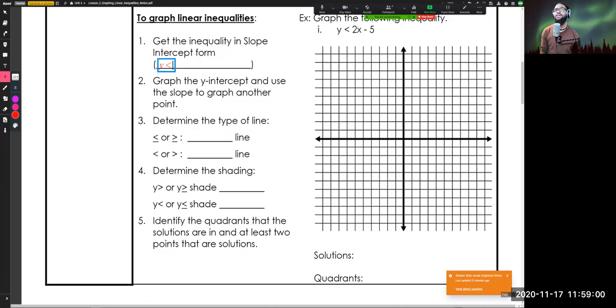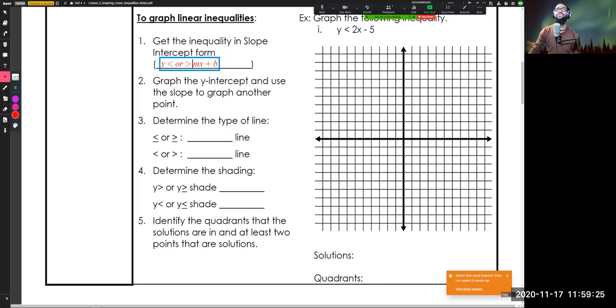It'll be less than or greater than, or less than or equal to, or greater than or equal to, one of our inequality signs. And then we'll still have that mx plus b. That'll still be the same. The only difference here is that we are using inequality symbols instead of an equal sign, right?